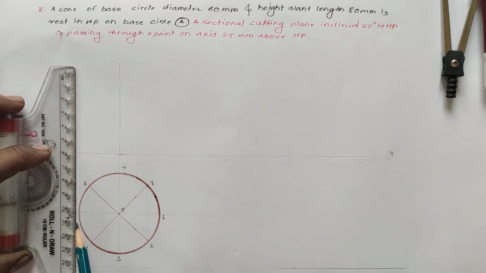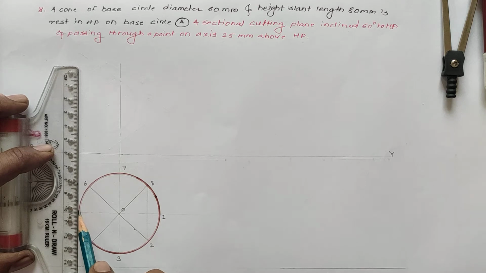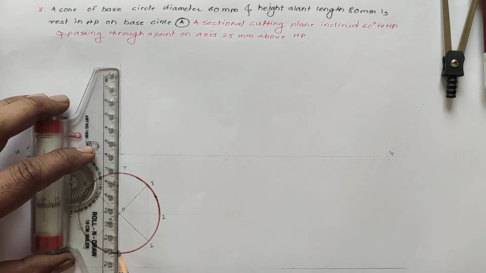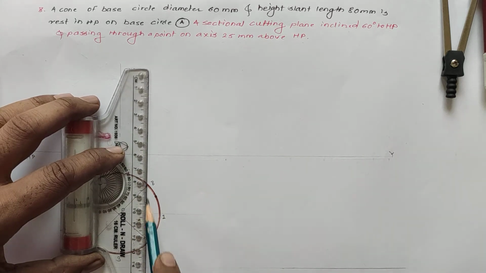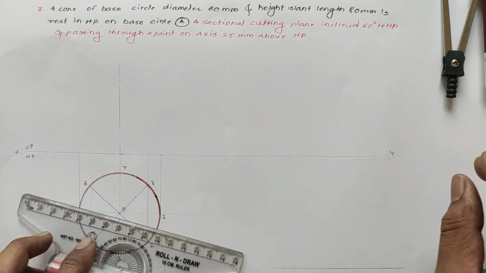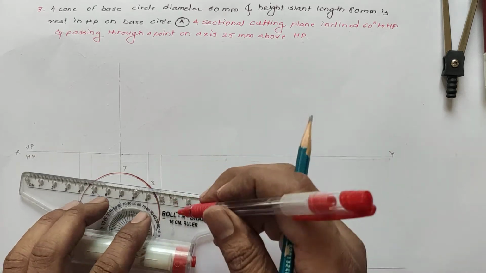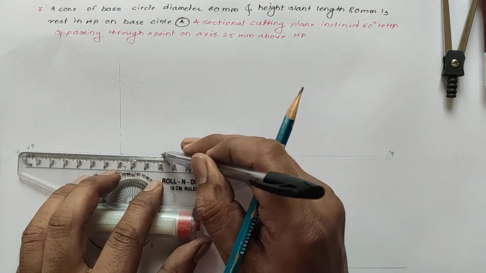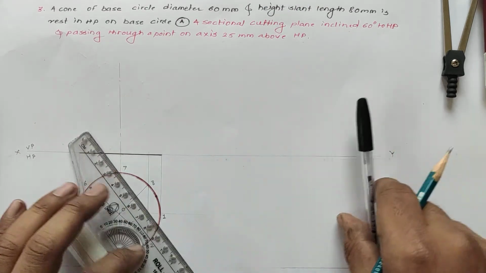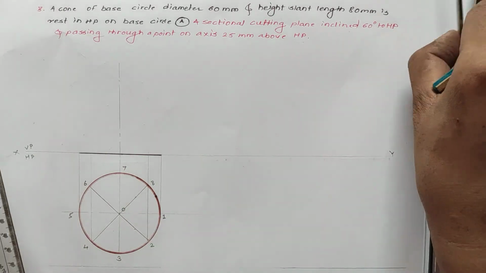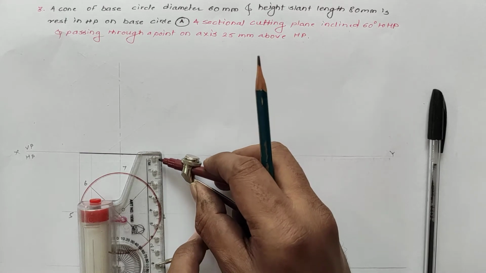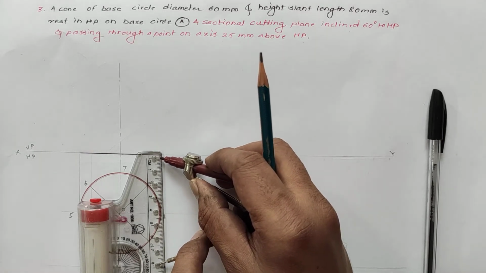Take vertical faint projection lines from each point for the top view. This is the base of the cone, and then the apex with slant length. The slant length is given as 80 mm. Take exactly 80 mm in the compass.